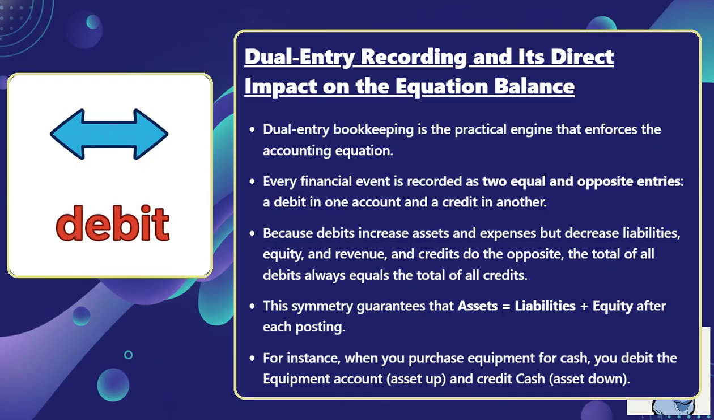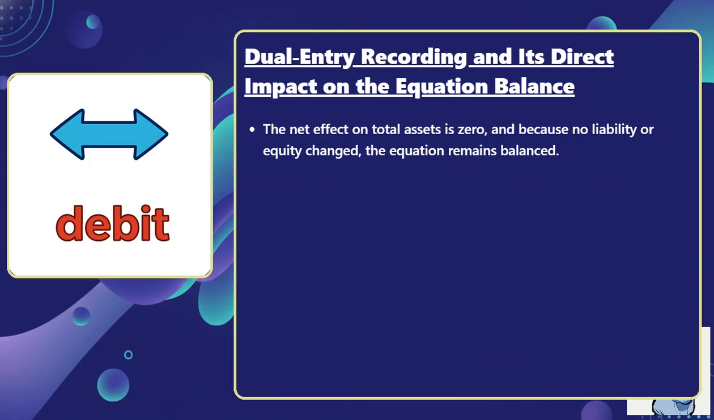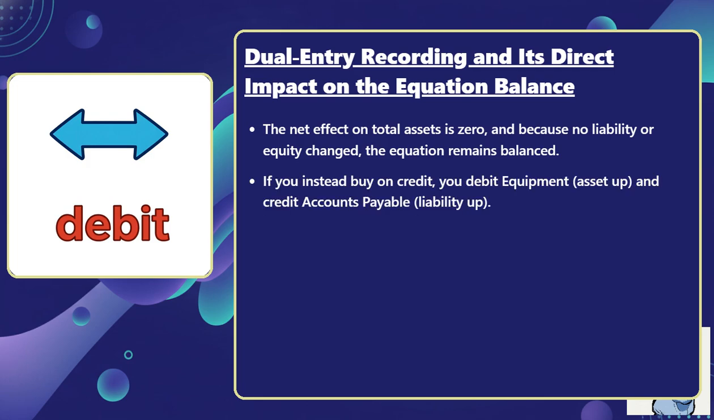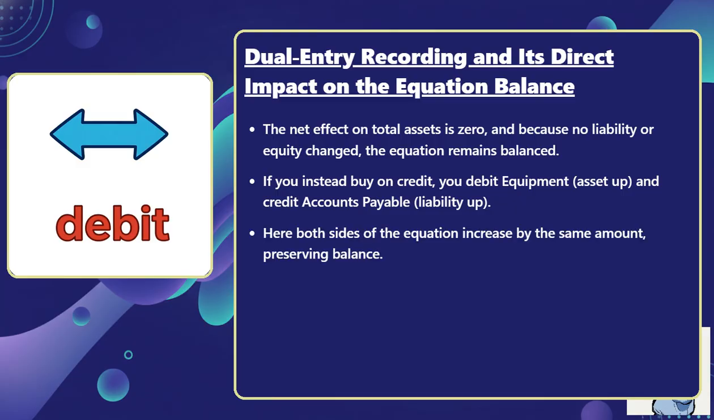For instance, when you purchase equipment for cash, you debit the equipment account, asset up, and credit cash, asset down. The net effect on total assets is 0, and because no liability or equity changed, the equation remains balanced. If you instead buy on credit, you debit equipment, asset up, and credit accounts payable, liability up. Here, both sides of the equation increase by the same amount, preserving balance.